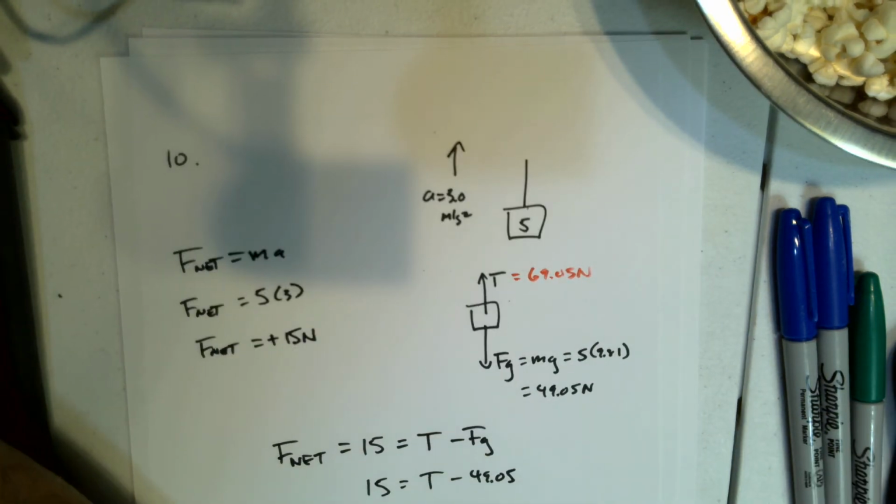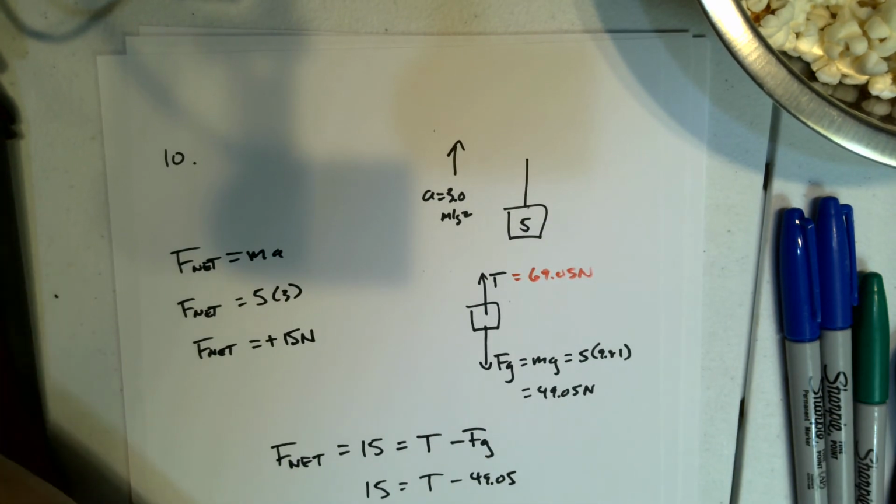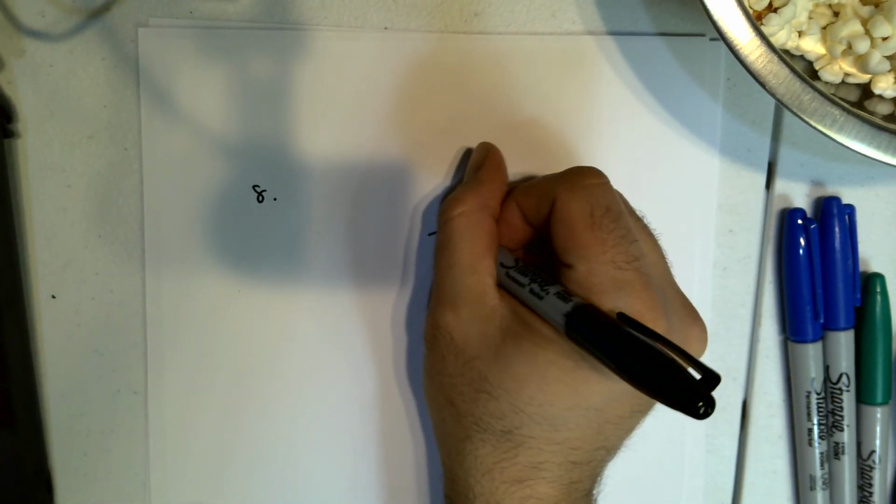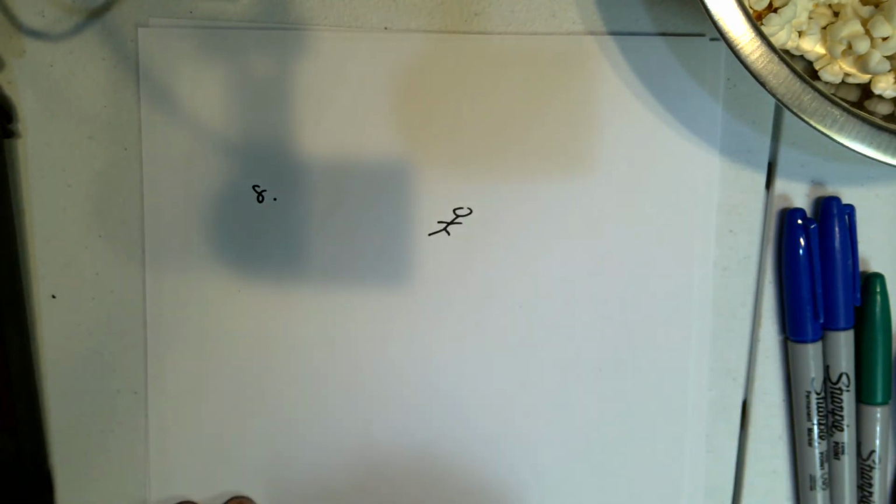Alright, I think there was one other problem that I wanted to look at. Let me scroll through the sheet really quickly, find it. It's actually back further, number 8. In number 8, it's a little bit of a different approach because you've got a skydiver and he's falling down. So here's our person. He's basically suspended in the air.